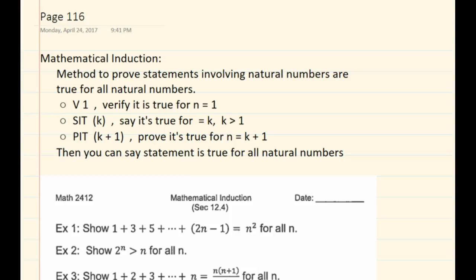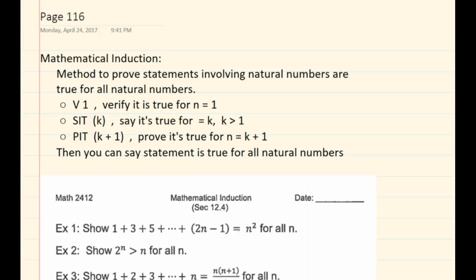So we're going to start with our notes on page 116 on math induction. Math induction is a method to prove statements that involve natural numbers. We're going to prove that these statements are true for all natural numbers. We're going to have a three-step process that I will refer to as V1, sit, and pit.